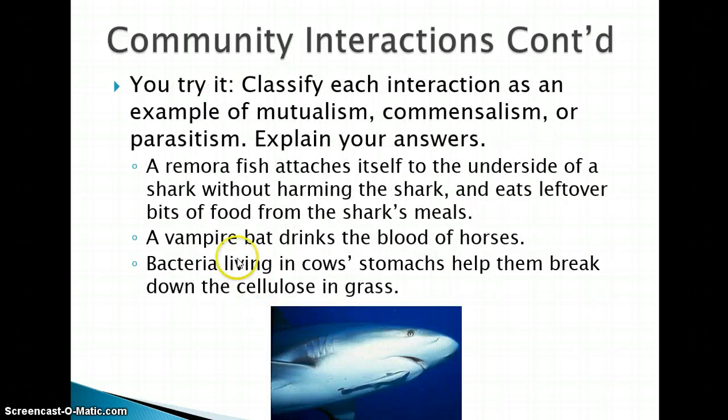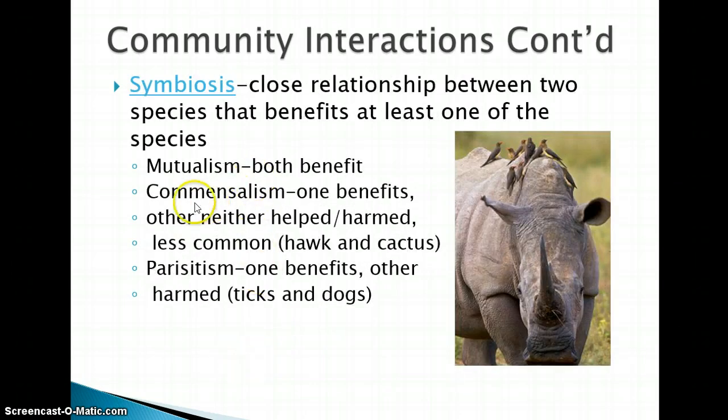Going on to the next page, let's try it. A remora, that's him right there, is a fish that attaches itself to the underside of a shark without harming the shark and eats leftovers. What is this an example of? That's an example of commensalism. One benefits, the other is neither helped nor harmed.